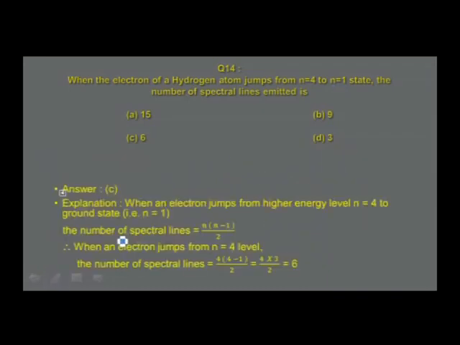Let us find out what we have calculated, and it is the same calculation. When an electron jumps from the n = 4 level, the number of spectral lines is given by 4 × (4 - 1)/2, that is equal to 4 × 3/2, that is 12/2, which is equal to 6.